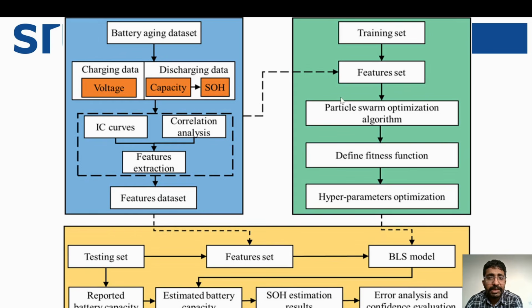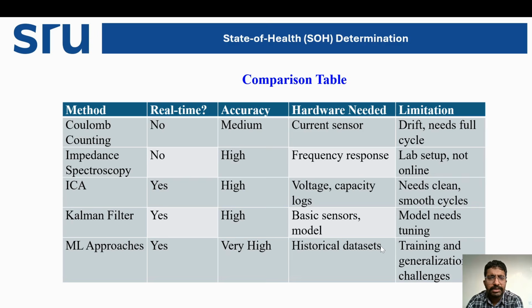Similarly, for AI, ML or some algorithm based estimation, some data set will be there, training will be involved. Charging data, discharging data, some curves will be provided as input, feature extraction will be there, then training the features, particle swarm optimization. So different techniques are there, so we will not go into that much detail of this AI, ML based technique. So training set is there, feature set is there. Okay, so at the end we will be able to estimate what is the state of health.